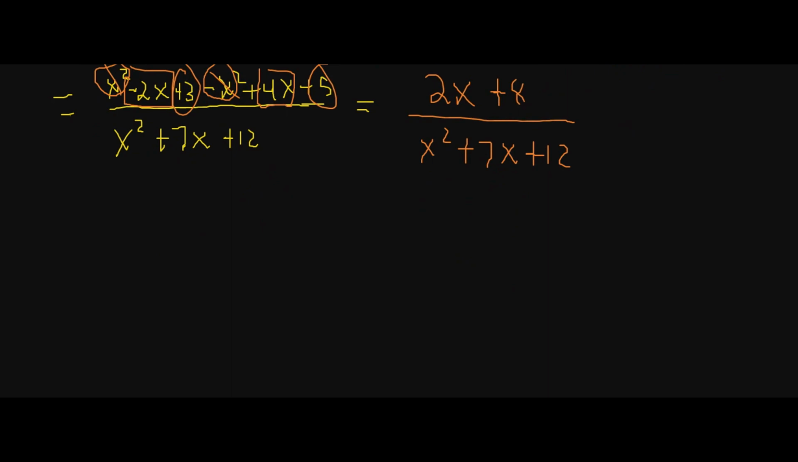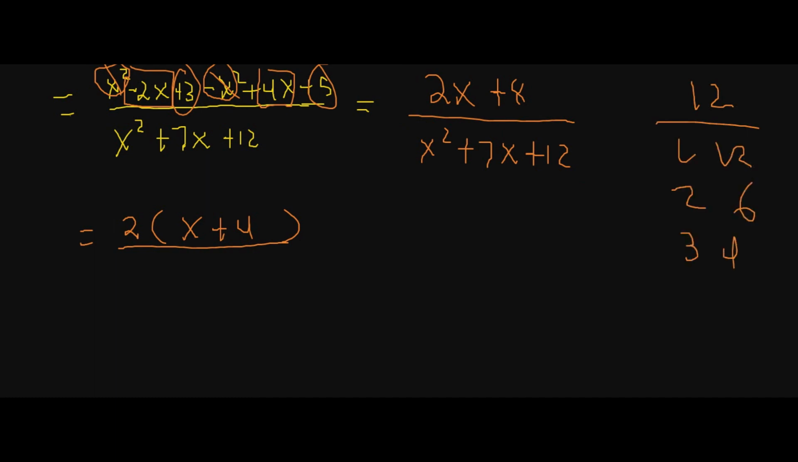Let's think about how we can turn this into factored form so maybe things will cancel out. One of the first things I'm going to want to do is pull this 2 out from everything. So we get 2 times x plus 4. 2 times x gives me 2x, and 2 times 4 gives me the 8 there. All divided by, let's turn this into factored form. Let's write all the factors of 12: 1, 12, 2, 6, 3, 4. I can't do anything with 1 and 12 to give me 7 when we add them. But 3 plus 4 gives me 7, so I can write this as x plus 3 times x plus 4.